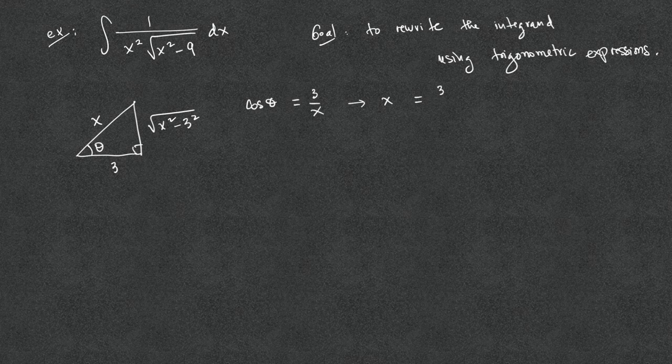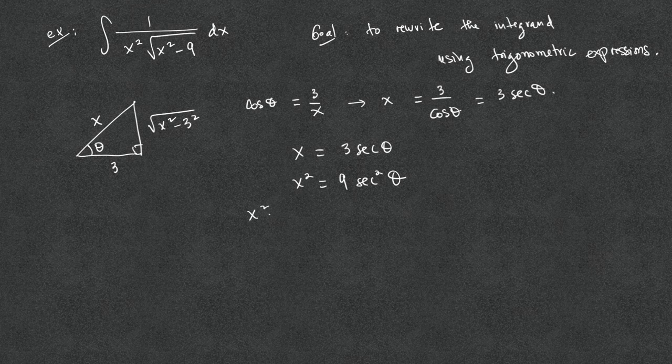Using the right triangle, we obtain cosine of theta equals 3 over x, and so x is 3 secant theta. We're going to rewrite each expression in the integrand in terms of theta, with x being 3 secant theta. And so x squared is 9 secant squared theta. Thus we're going to replace x squared with 9 secant squared theta.